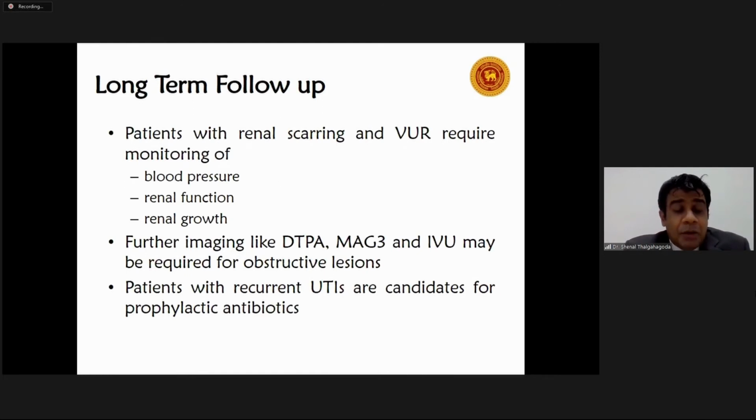Long-term follow-up is needed for patients with renal scarring and reflux. This is in the form of blood pressure monitoring every 3 to 6 months. We do the renal functions every 6 months. If there is bilateral involvement, and for unilateral involvement, annual renal functions are sufficient. Renal growth needs to be monitored with serial ultrasound scans every 1 to 2 years. Further imaging like DTPA, MAG3, and IVU are required if there are obstructive lesions, and patients with recurrent UTIs are candidates for the use of prophylactic antibiotics.